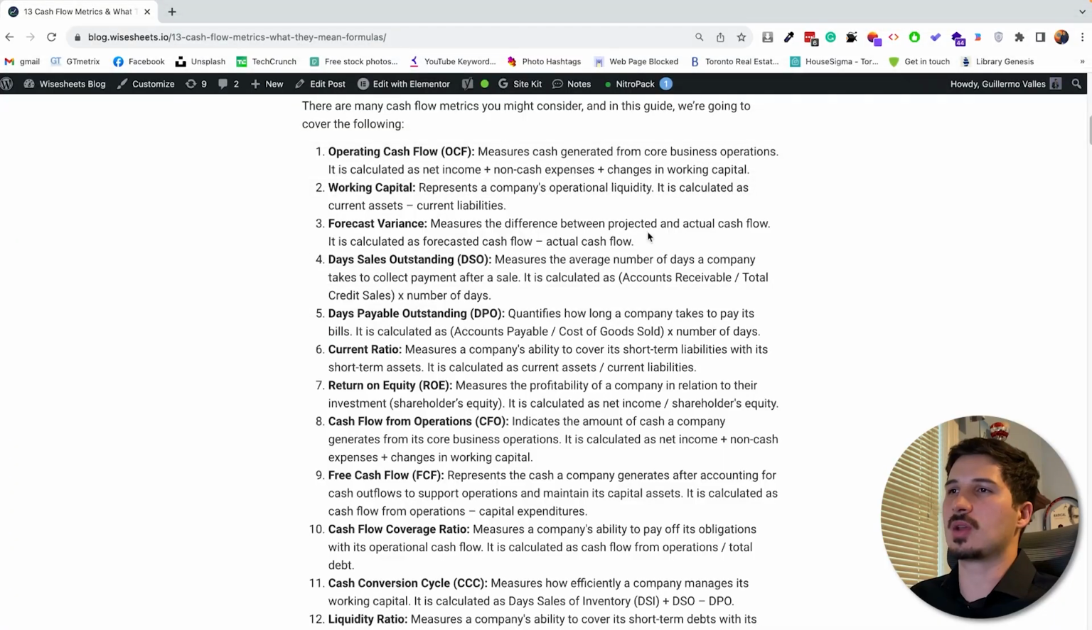But this is something that you can measure yourself so that you can improve your accuracy as an analyst and make your valuation models more accurate.